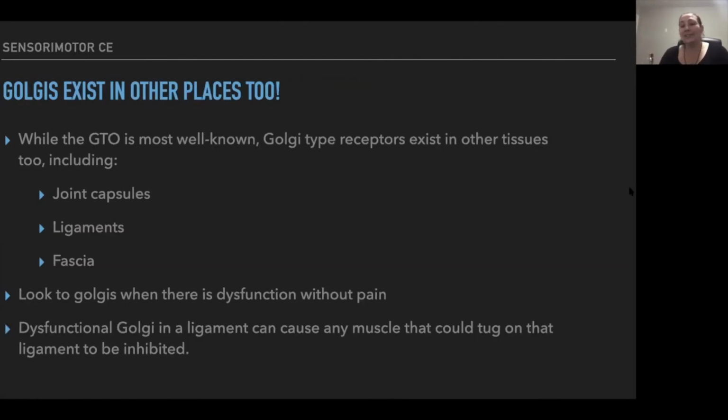If Golgi receptors in a ligament are not functioning properly or not responding to sensory information properly, they can cause any muscle that might tug on that ligament to be inhibited. So if you do any type of muscle testing and you find a ton of inhibited muscles, think about what those muscles might be related to, and if they can all be linked to a ligament, then they might be inhibited because that ligament has a dysfunctional Golgi receptor.